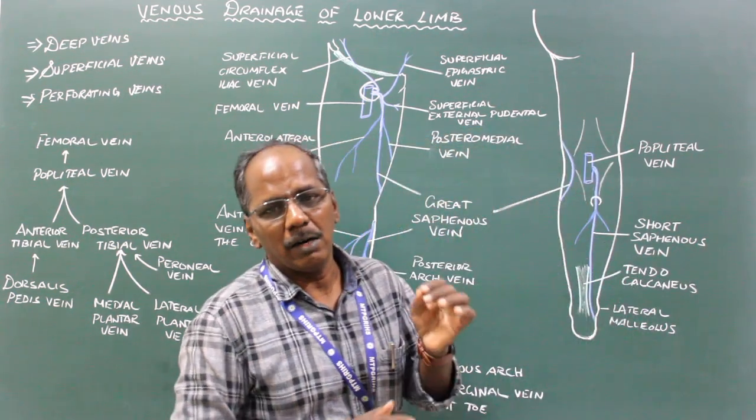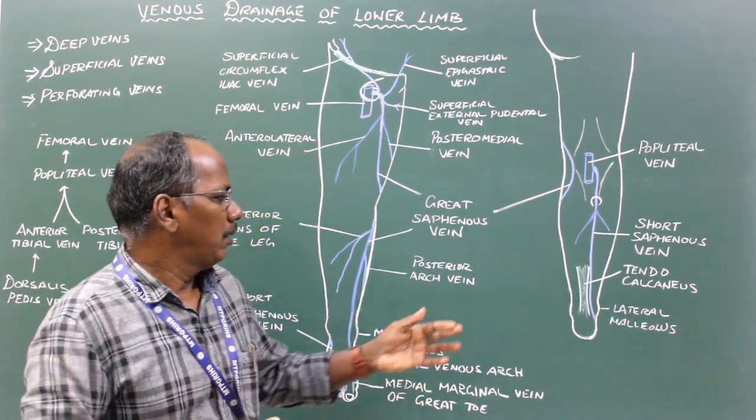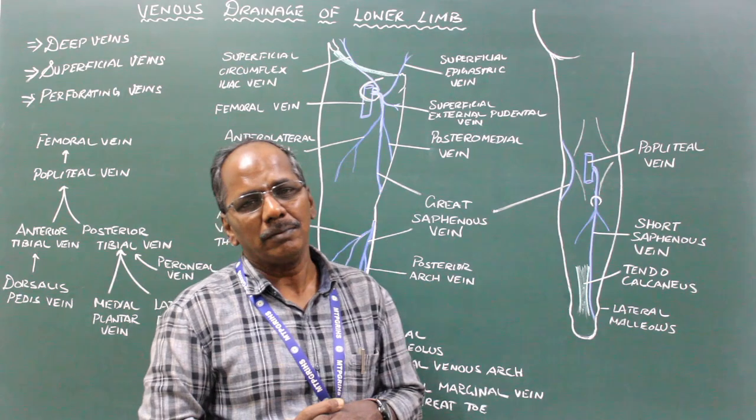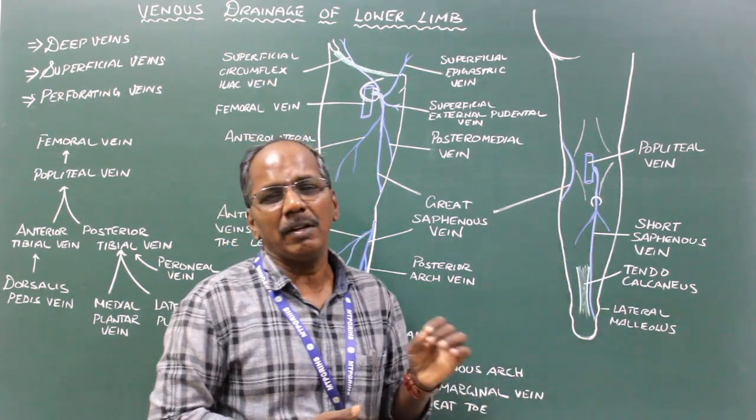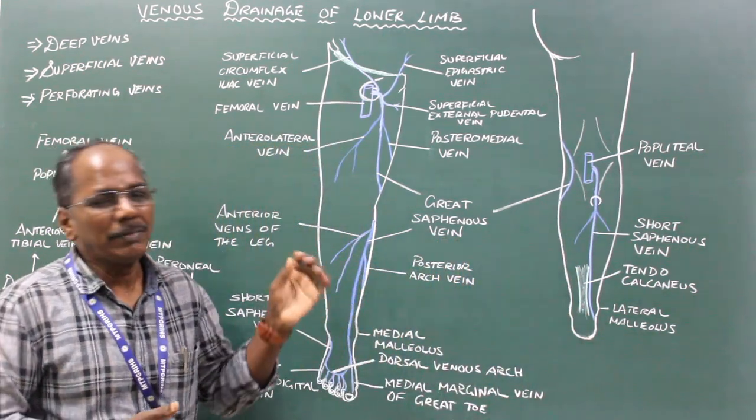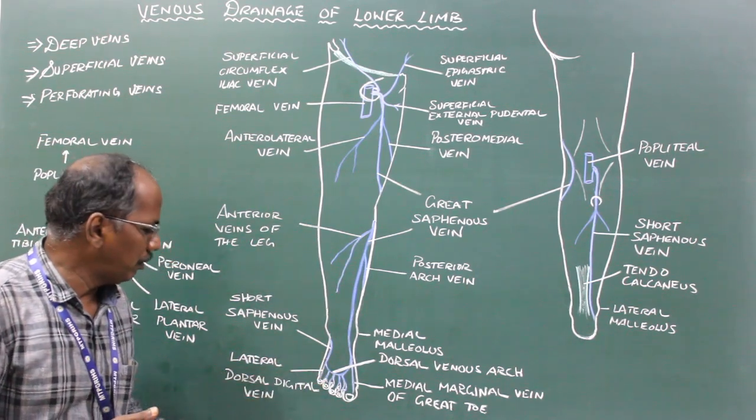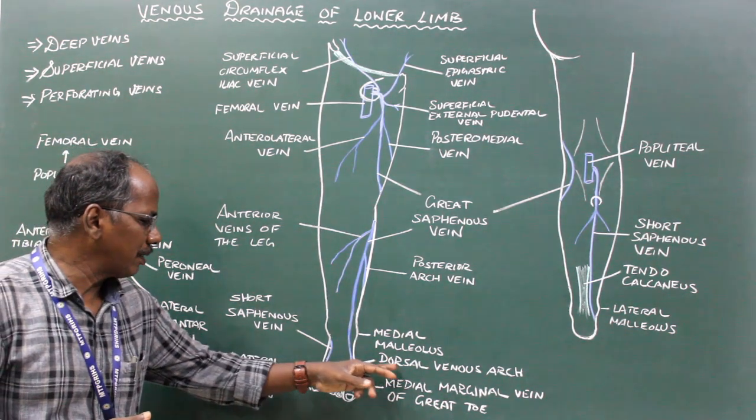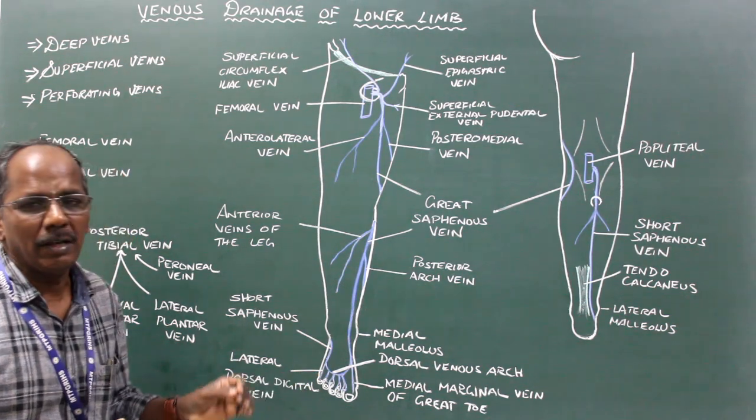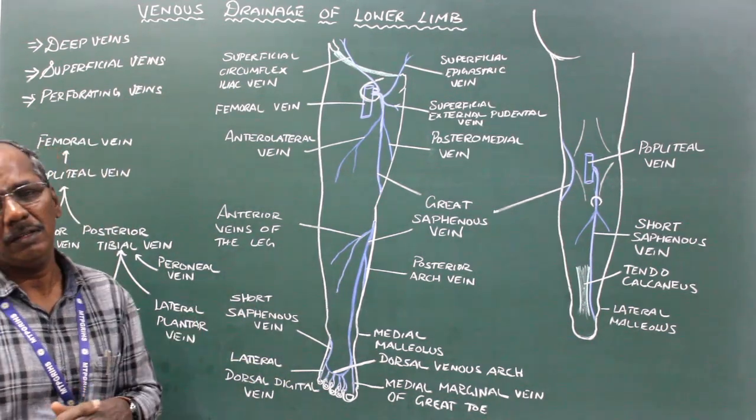Short saphenous vein or small saphenous vein. It is one of the major superficial veins of the lower limb. It is a postaxial vein of the lower limb. Formation. It is formed by the union of the lateral end of the dorsal venous arch of the foot and the lateral dorsal digital vein of the little toe. These two join to form the short saphenous vein.